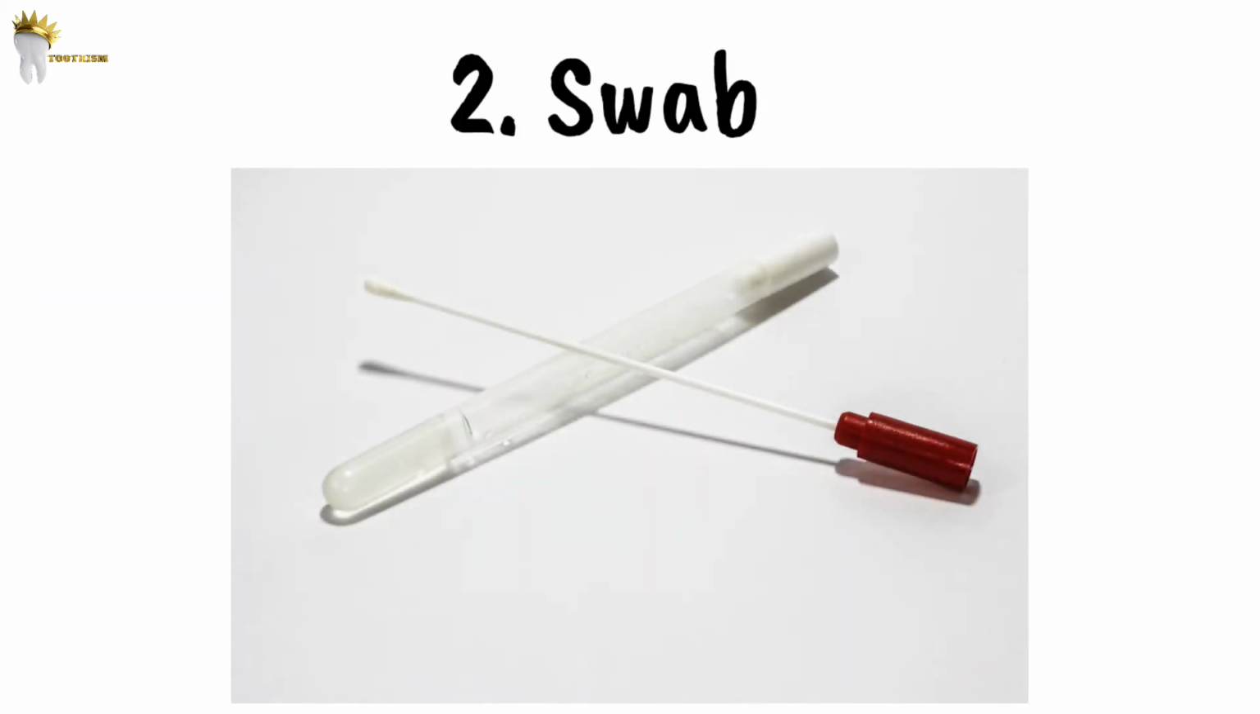Second is swab. Cotton-tipped swabs are rubbed over the lesion and sent to the lab. This is also relatively simple, but the disadvantage is that selecting which site to swab is important and critical.